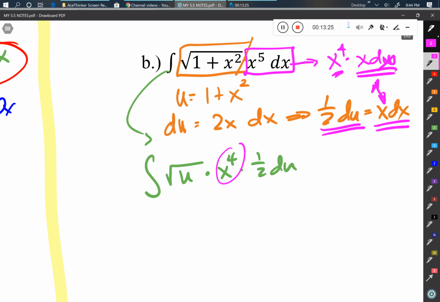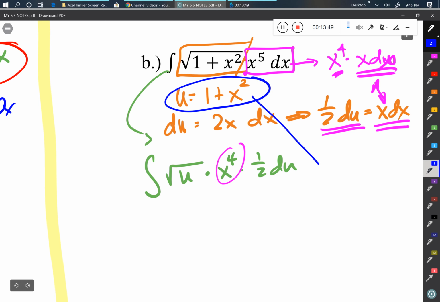Okay, so I'm at the green, and I'm unhappy. The reason I'm unhappy is because sitting at that green, I have u's and x's in my integrand. So I need to figure out a way to make this thing work. So I think I can do another substitution. Let me see if I can figure this out. If u is equal to 1 plus x squared, then u squared would be equal to, wait, no, that's not going to work. Oh, u minus 1 would be equal to x squared, and u minus 1 squared would be equal to x to the 4th. Maybe that'll work.